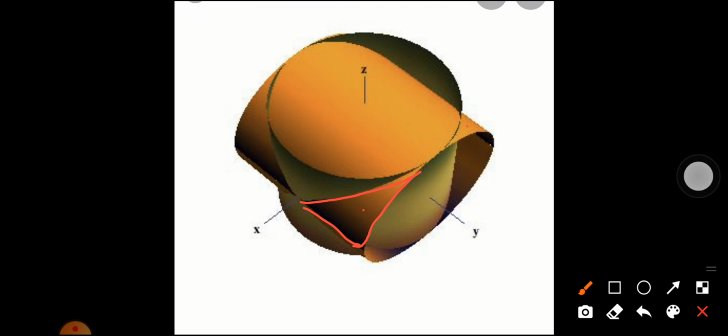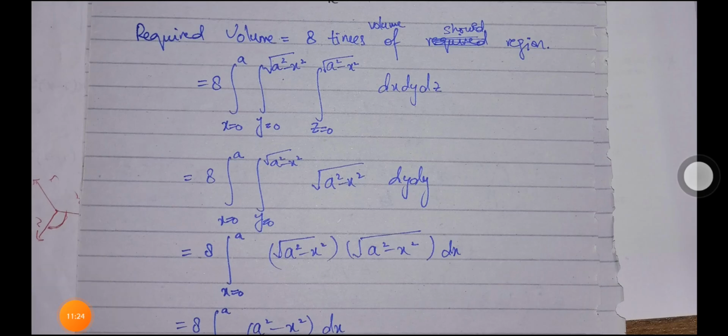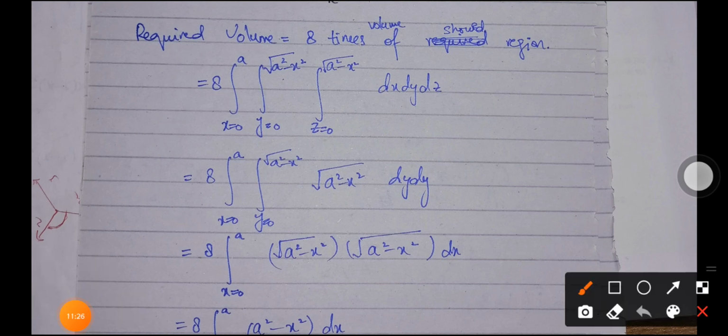So 1 2 3 4, and the same 4 parts lie in the below region as well. So 4 into 2 is going to be 8, that is, we are having 8 symmetrical parts, and if we can evaluate only one part, we can multiply it with 8 to get the total volume of the intersected region, because we are going to calculate the volume over here. So here we have mentioned that the required volume is equal to 8 times the volume of the shaded region.